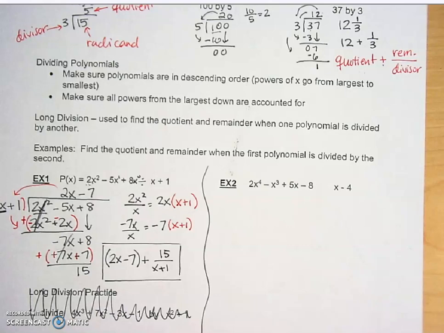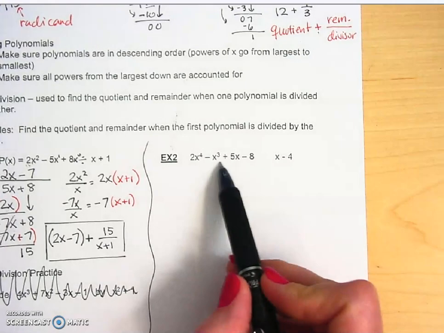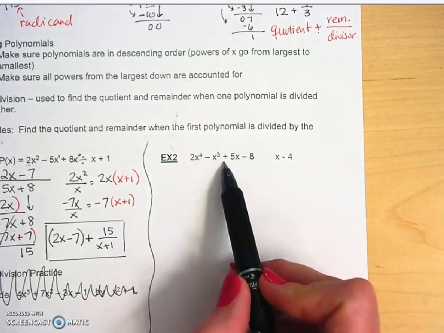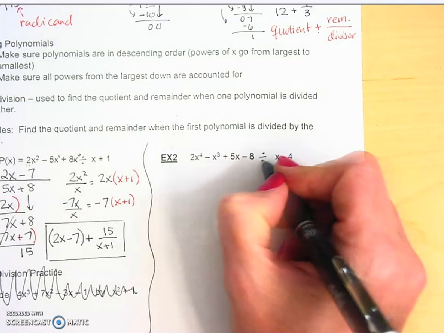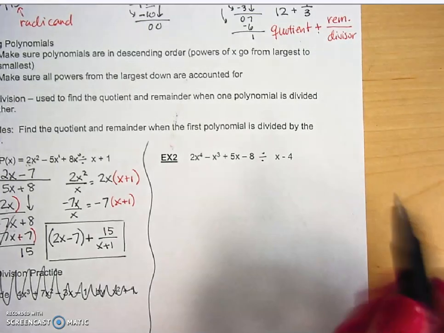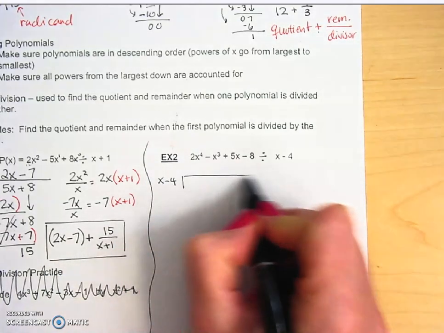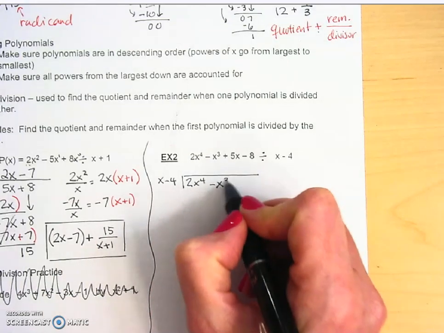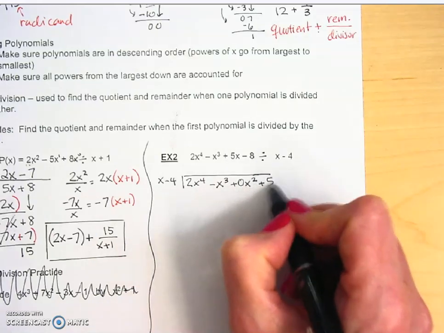And then for this next problem, notice that it's missing an x squared. So if you're missing a degree, or if you're missing an exponent in the radicand, or you're missing an exponent in the divisor, either way, I always use a placeholder with a coefficient of 0. So let me explain that. So x minus 4 is my divisor, and the radicand is 2x to the 4 minus x cubed. I'm missing x squared, so I'm going to put a 0x squared, and then plus 5x, and then minus 8.